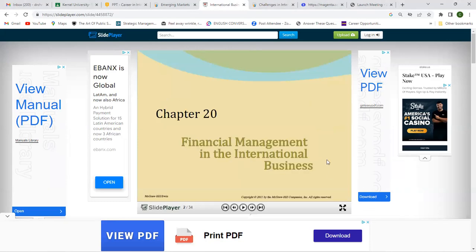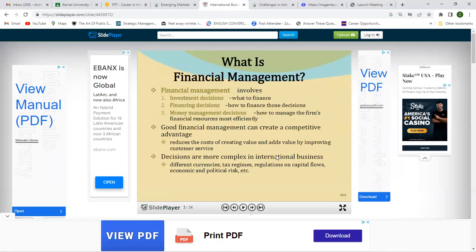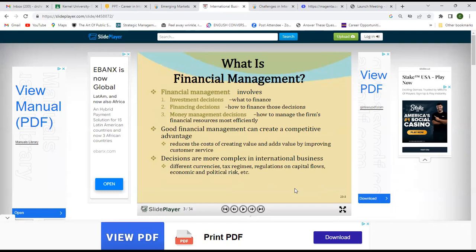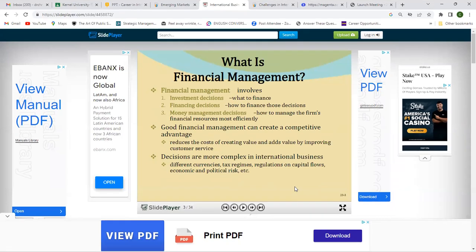International business. Financial management, international business. What is financial management? Financial management involves investment decisions, what to finance, financing decisions, how to finance those decisions, and money management decisions, how to manage the firm's financial resources. Particularly, good financial management can create a competitive advantage, reduce the cost of creating value, and add value by improving customer service.